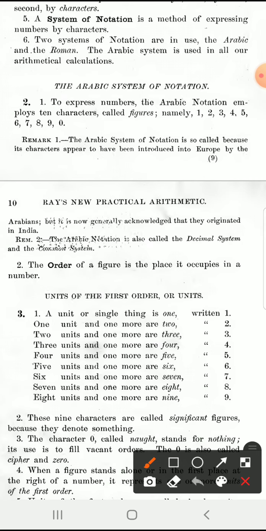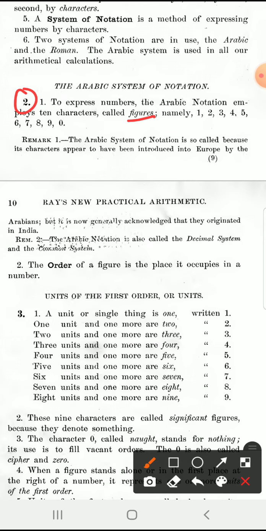As you can see, this second lesson begins our study of the Arabic system of notation. So in Article 2 here, we're going to begin the study of the Arabic system of notation. Let's begin here at article number 2. We read, "To express numbers, the Arabic notation employs 10 characters called figures." To express numbers, Arabic notation employs 10 characters called figures.